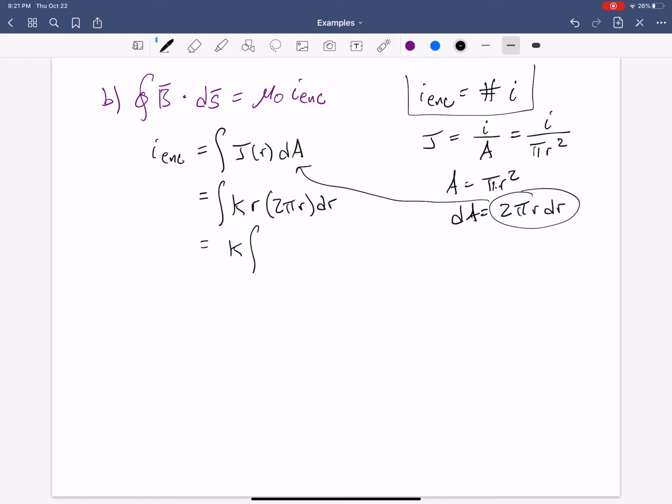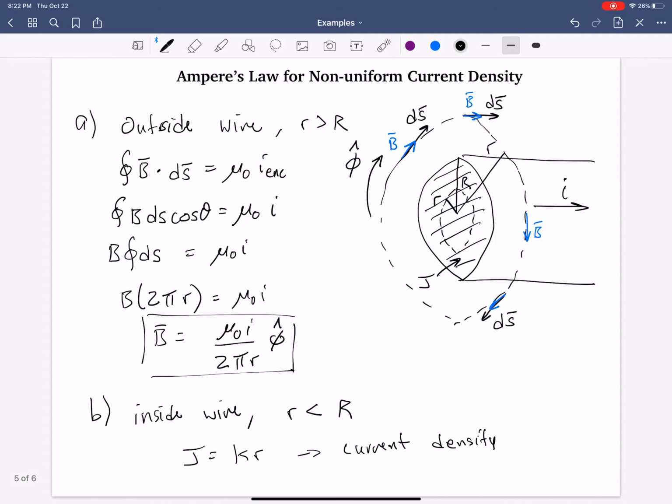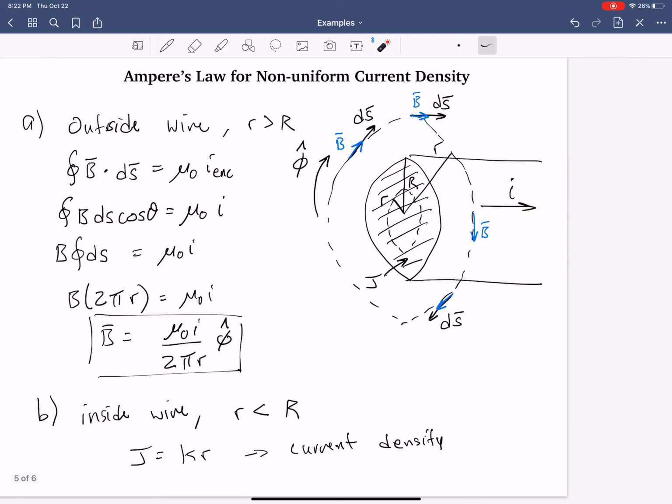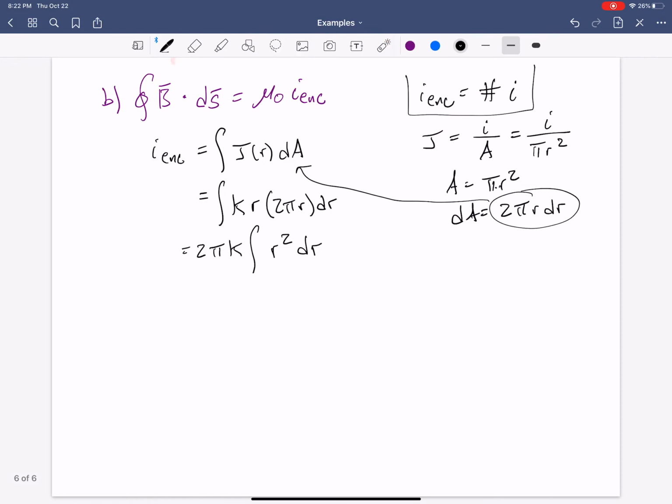It's a constant, so it comes out of the integral, as does the 2 pi. And so we have then the integral of r squared dr. Okay. Now, we need to know what K is, so how do we find out the value for that constant? Well, the value for the current overall, I, that's a constant. Okay. And so let's utilize that to solve for an expression for K.